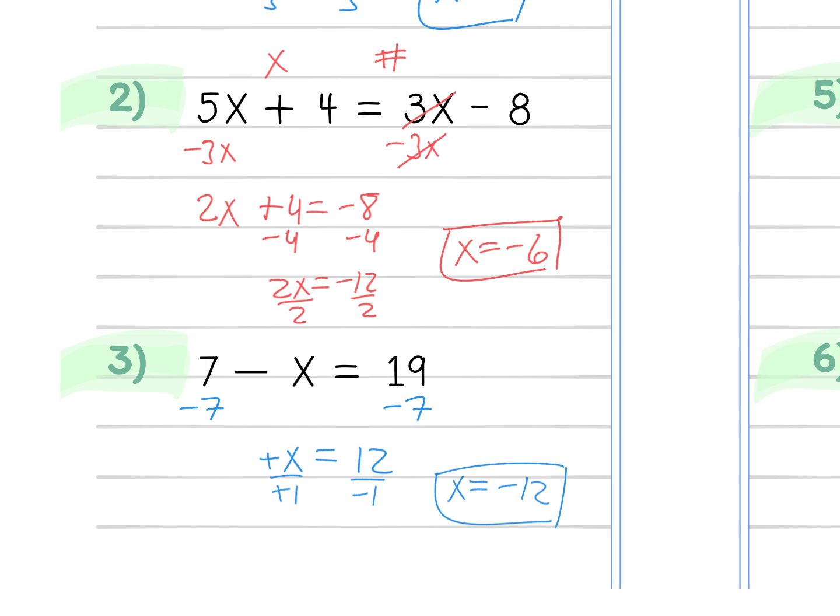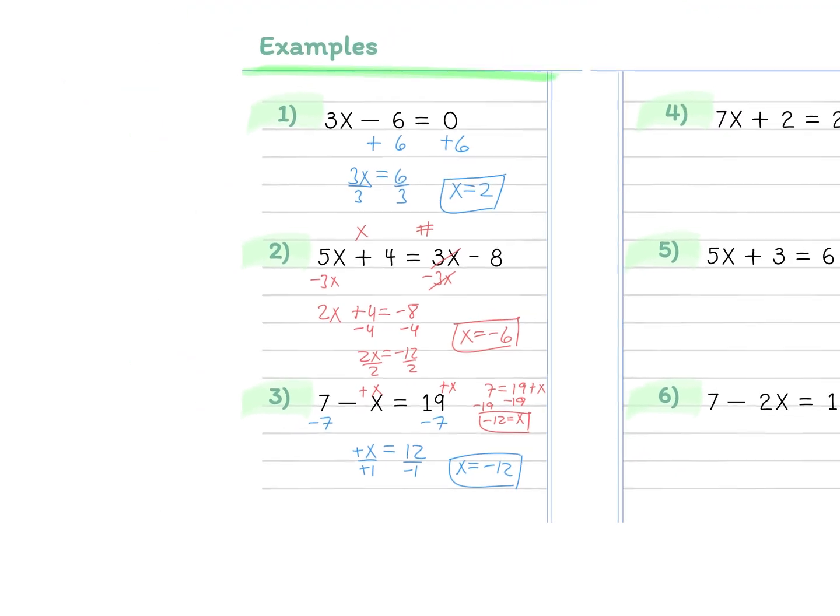Another thing that you could do, some people don't like seeing the negative in the equation. So sometimes what they do is they'll add x on both sides, and then you'll get 7 equals 19 plus x, and then subtract 19 on both sides, and then I get negative 12 equals x. We get the exact same answer. It's just a personal preference. Sometimes I'll keep the x on the left side of the equation. Sometimes I'll move it. It does not make a difference at all.